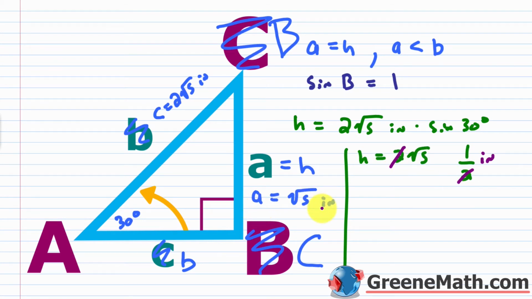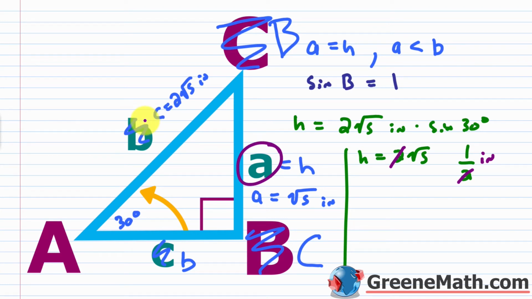Well, what is A? Square root of 5 inches. So you've already shown that A is equal to H, and also you can see that A is less than B. In this case, we swapped B and C around, so you have to keep that straight in your mind. This value here is less than this value over here. That's all you need to worry about.